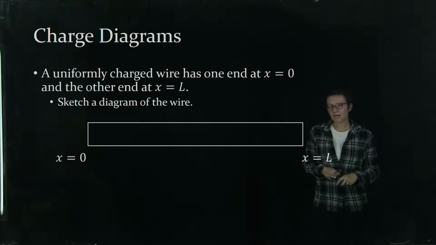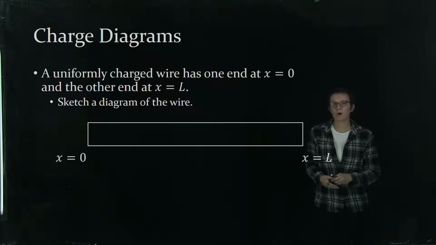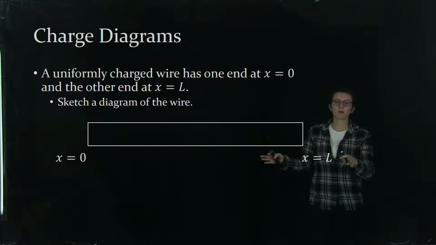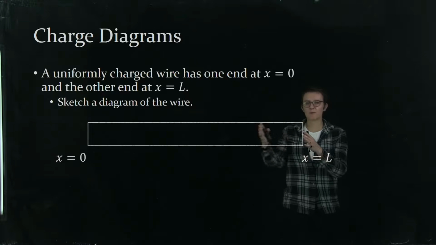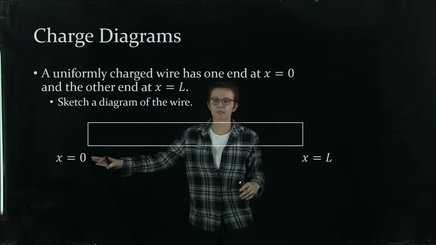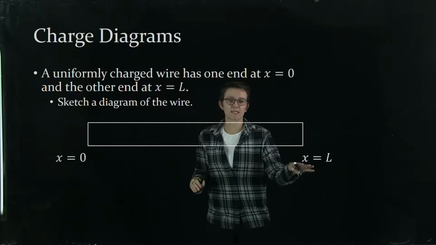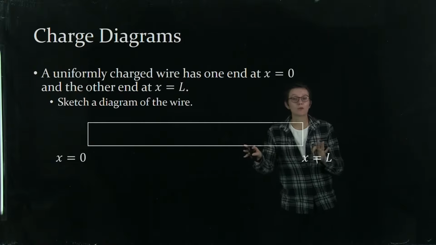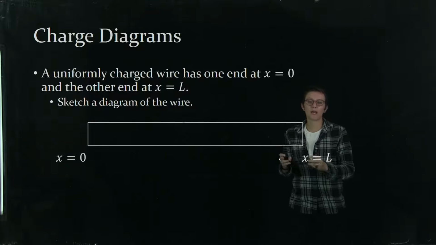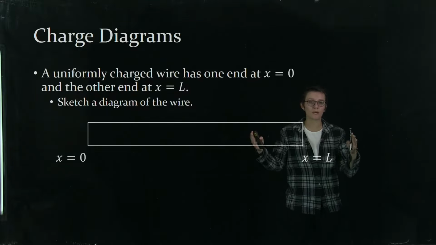So let's say that I have a uniformly charged wire with one end at x equals 0 and the other end at x equals L. And I want to sketch a charge diagram of the wire. So I've drawn my wire here. I've got one side at x equals 0, the other side at x equals L, where L is the total length of my wire here. And it's uniformly charged. So what that means is I should have charge located uniformly throughout the wire.